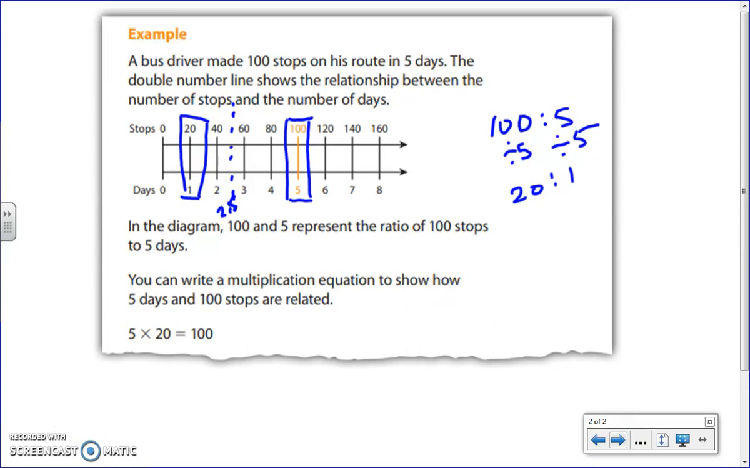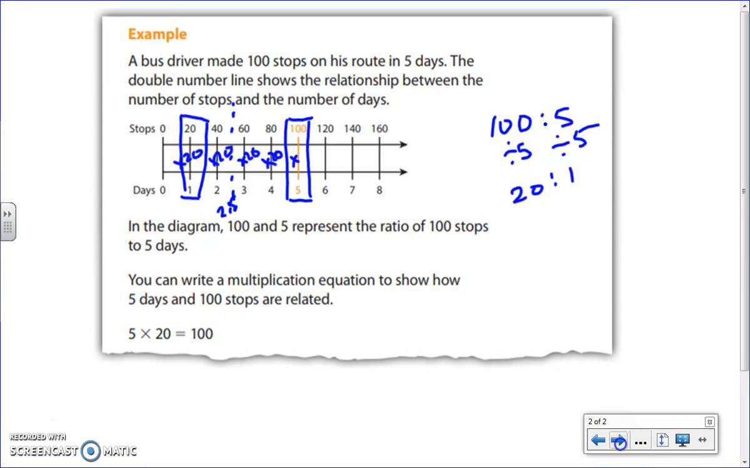It's clear that the top pattern will be increasing by 20s. The bottom pattern will be increasing by 1, and you can see those types of details very clearly. It says in the diagram 100 to 5 represents the ratio of 100 stops to 5 days. We can write a multiplication equation to show that 5 days and 100 stops are related. So as you're filling out this chart, there is a corresponding relationship here. You'll notice that each of these ratios is equivalent. It's a multiplying by 20 ratio.